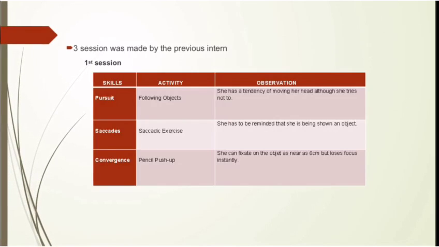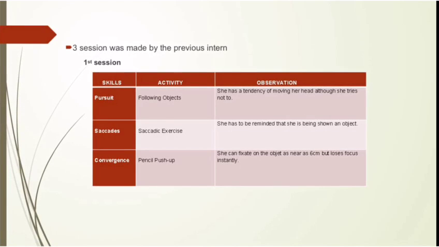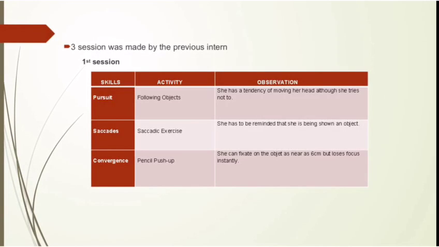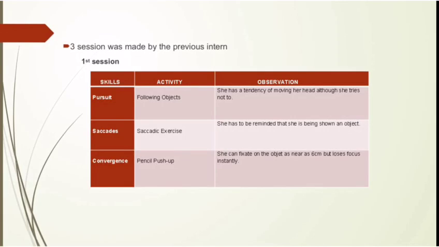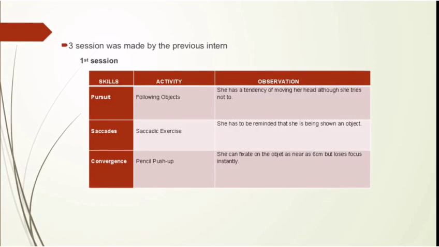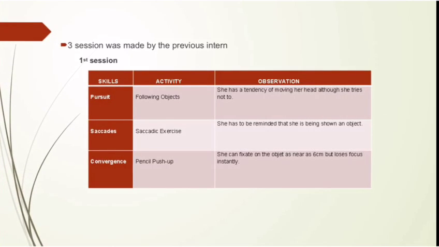The previous intern was able to observe and did three vision therapy activities with the patient. He did the pursuit, saccadic, and convergence. For pursuit, which is following the object, he observed that she has a tendency of moving her head although she tries not to. For the saccadic exercise, she has to be reminded that she is being shown an object. And for the convergence, pencil push-up, she can fixate on the object as near as 6 cm but loses her focus instantly.